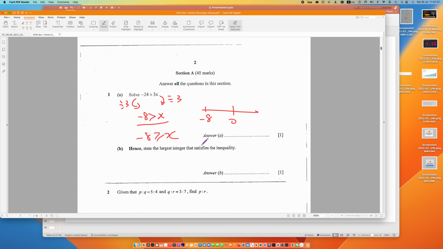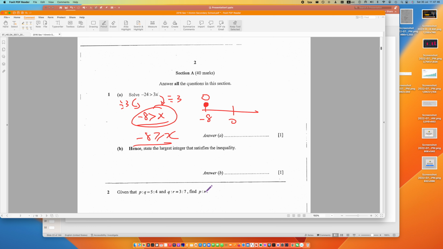So in this case, now the answer is this. There is no equal sign for the inequality signs. So what you do? No equal sign, hollow. Equal sign, solid circle.